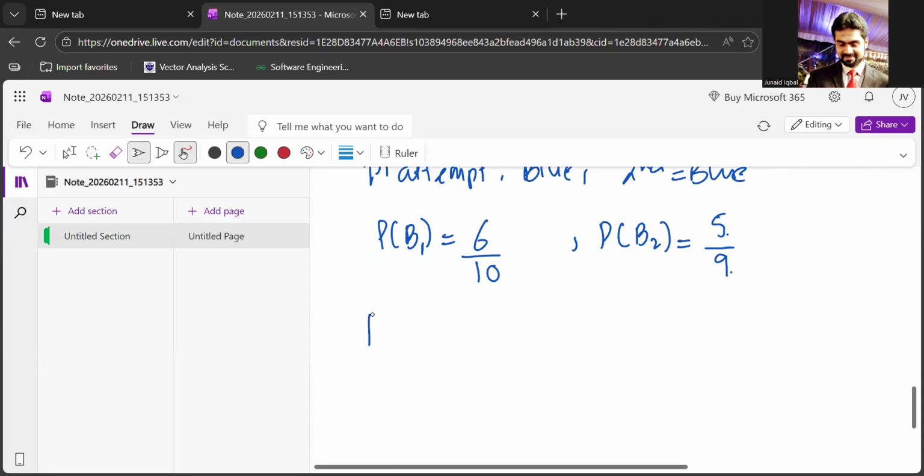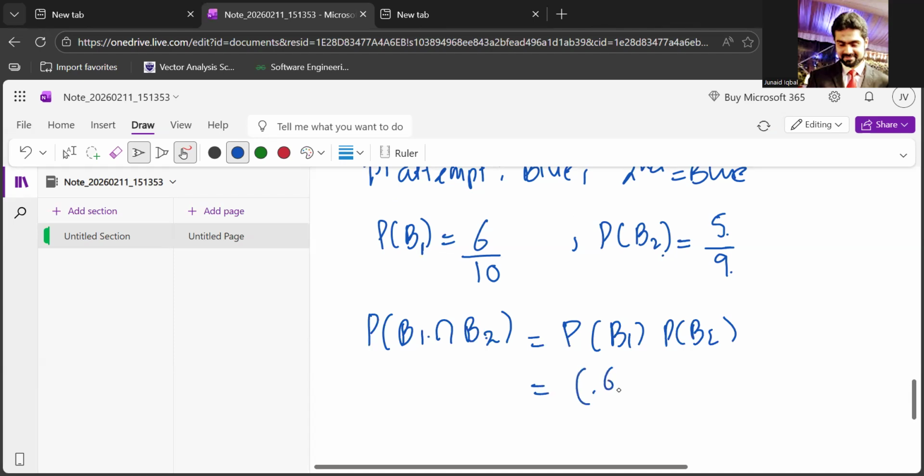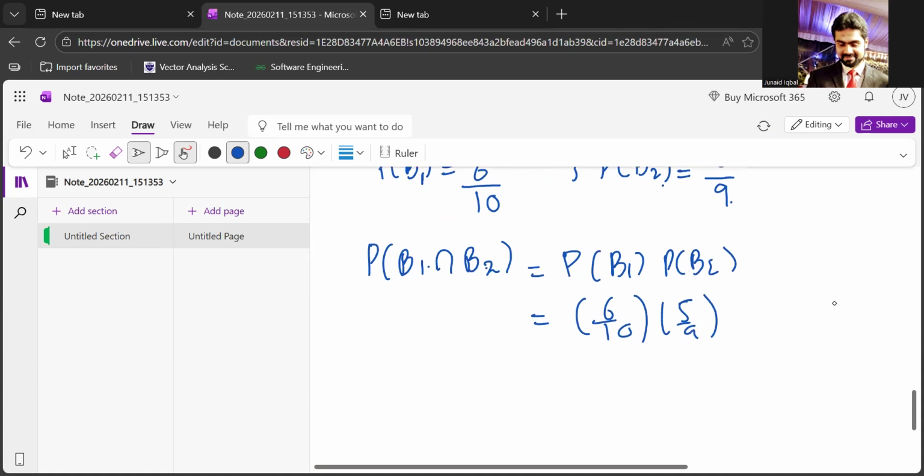So now if I want to find the probability of selecting blue first, then also blue, it would be B1. By the way, I'm mentioning it with B1 and B2 because the numbers are reduced for blue. So it would be 6 upon 10 in the first attempt and 5 upon 9 in the second attempt. If I multiply them, it would be 30 divided by 90, so 1 upon 3. That is what I'm going to get.